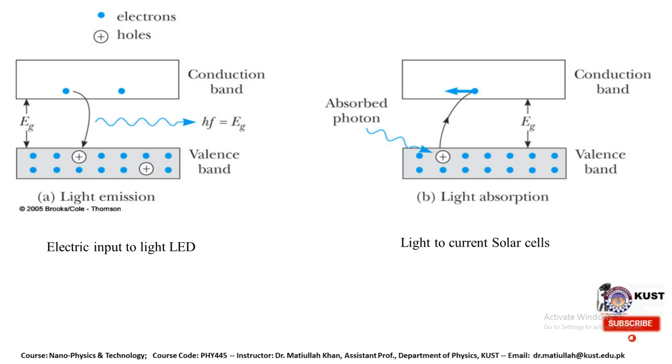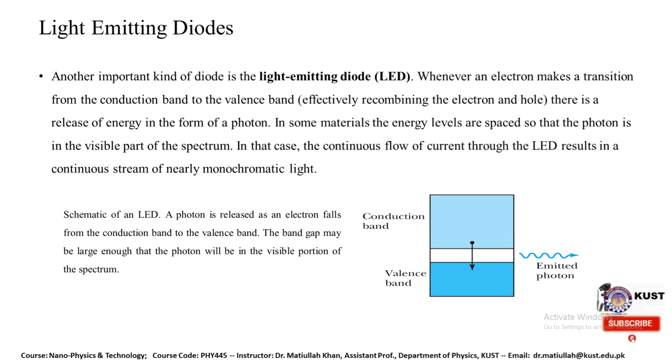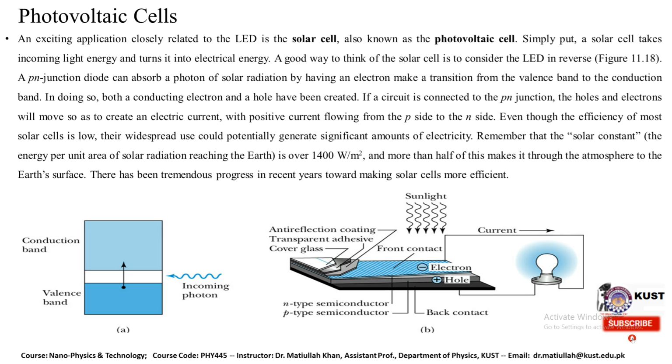Similarly, we have light to current in solar cells as well, where we can use the light for the current in solar cells process. So we have the light emitting diode. This is a very simple light emitting diode, and that is an important application of the p-n junction. When an electron makes a transition from the conduction band to the valence band, effectively recombining the electron and hole, there is a release of energy in the form of photon, so that creates the light. So that is why we have the light emitting diode.